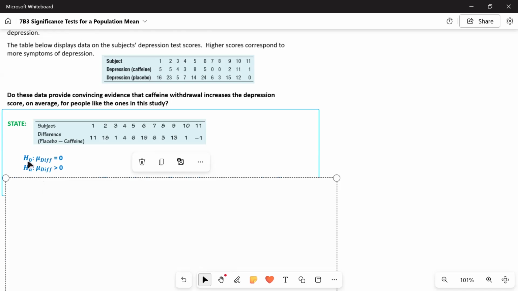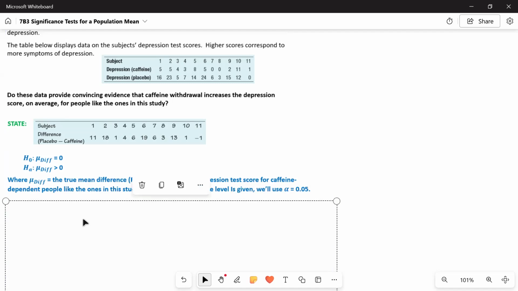And so we want the null and alternative hypotheses. The null is that the mean difference is 0, and the alternative is that the mean difference is greater than 0, because it's a one-tailed test, because it was asking if caffeine withdrawal increases the depression score.